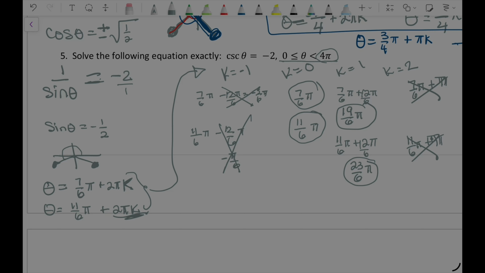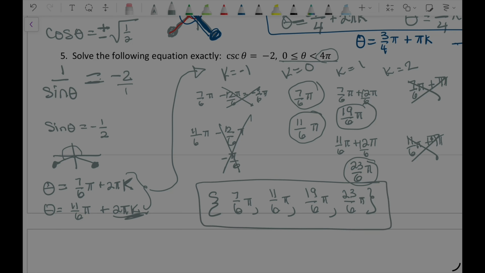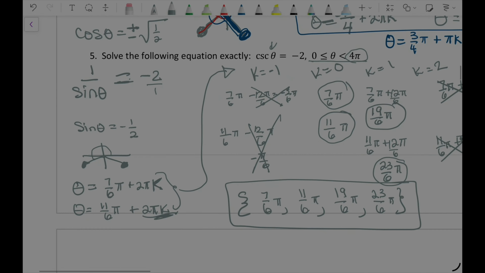So my solution, now sometimes depending upon your instructor, you want the solutions listed as a set of values. So theta is 7/6 pi, 11/6 pi, 19/6 pi, and 23/6 pi, like so. Now, if you are questioning those, you can plug them back into the original equation and check to make sure it equals -2. Okay. All right.